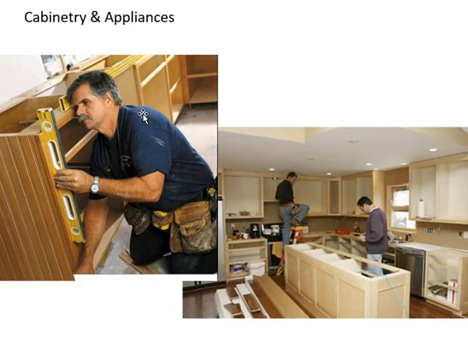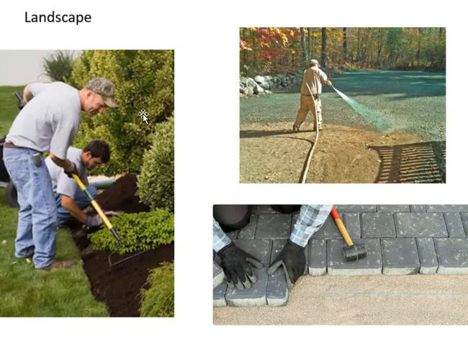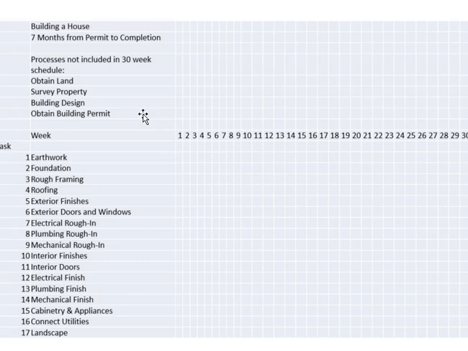Installing cabinetry and appliances going in. These are the finishing touches in the kitchen and the bathrooms, connecting the utilities outside, finishing the landscape. And that is it. So that is one way, one, I think, respectable way to break down a small residential construction project. So here they are.